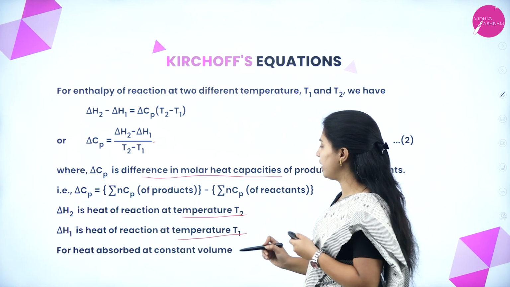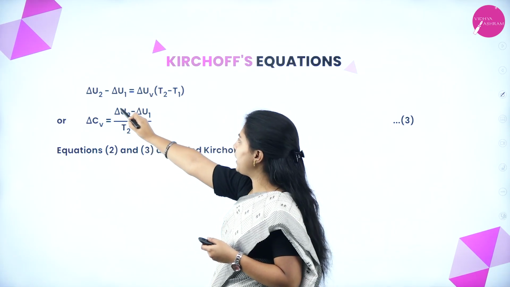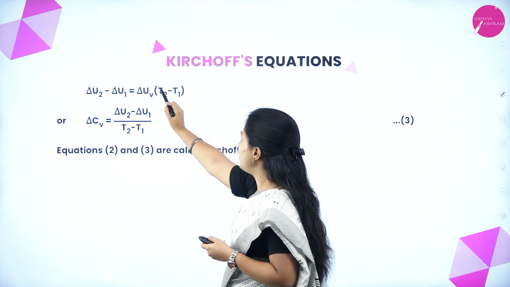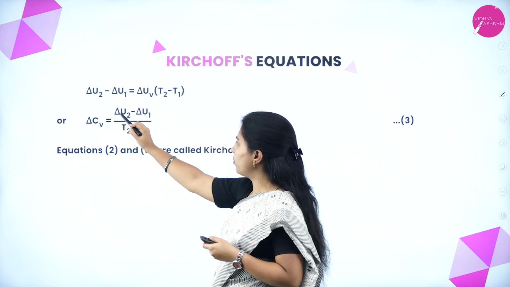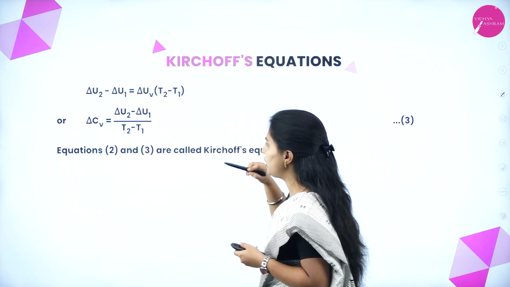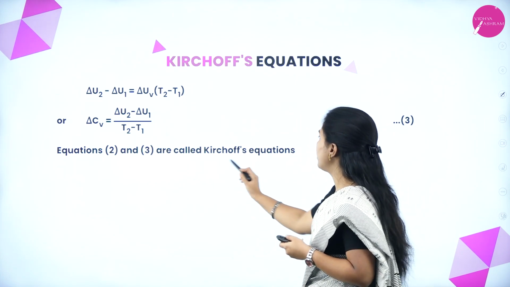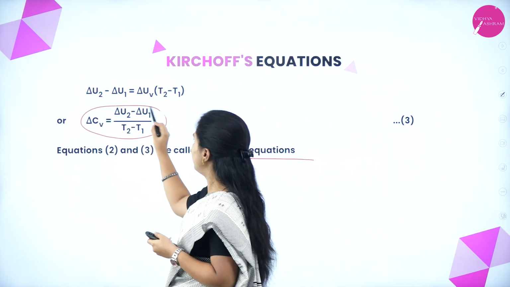For heat absorbed at constant volume, delta U2, that is internal energy, minus delta U1 equals delta Cv into T2 minus T1. So delta Cv equals U2 minus U1 by T2 minus T1. Equations 2 and 3 are called the Kirchhoff equation. This is a very important equation.